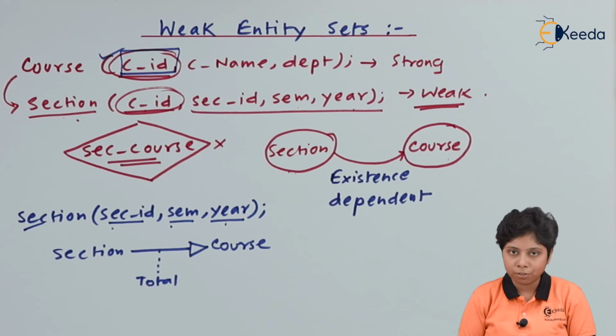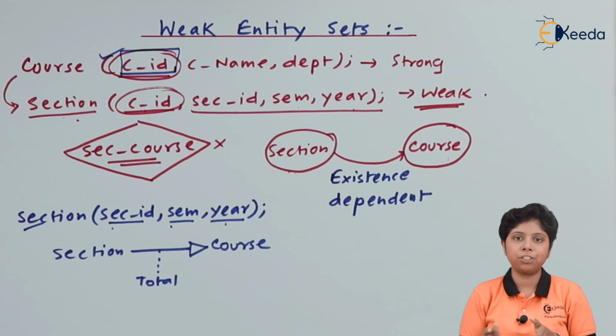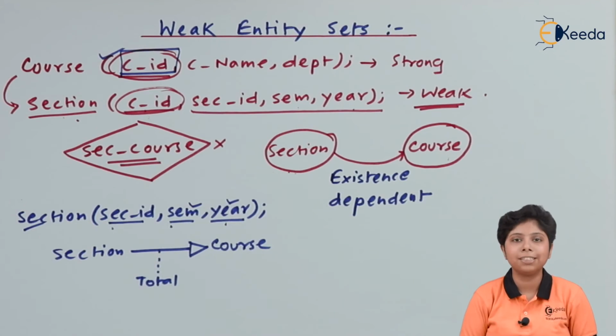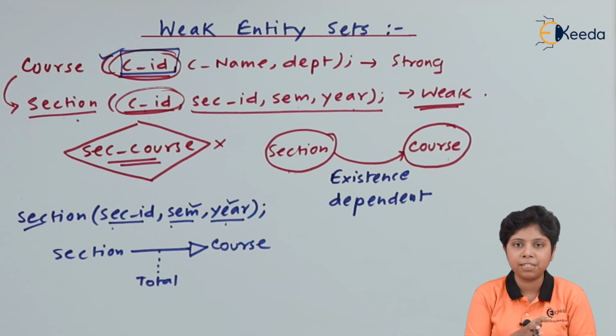So when I'm referring to section, section A has got in semester 4 of year 2009, but with course 101, that gives the full information. Otherwise, it will give incomplete information, which is not desirable in a database. Now, let us first draw an ERD to actually have the database for the weak entity set.